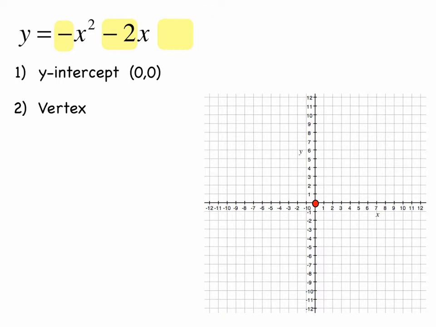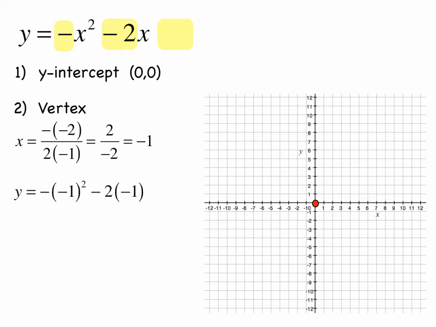The next thing to find is the vertex. Remember, it's x equals the opposite of b over 2 times a. So the opposite of b would be positive 2 over 2 times a is negative 2. It simplifies down to negative 1. That's the x value of the vertex. I have to plug it in to find the y value. And if I simplify it, I would get 1. So my vertex is going to be negative 1, 1.